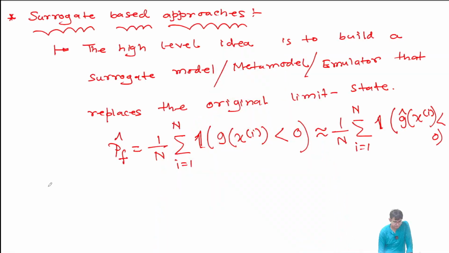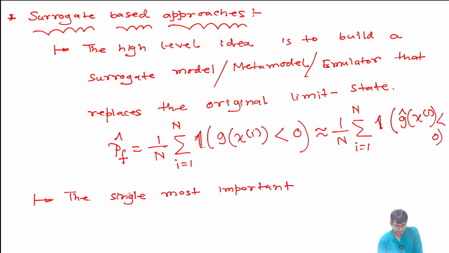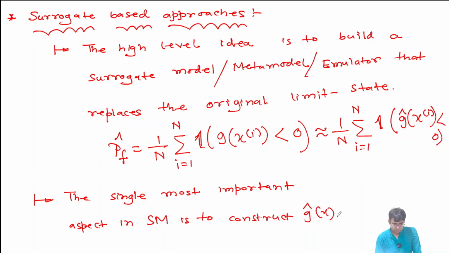So therefore, the single most important aspect in surrogate modeling, so I will write it SM, is to construct g hat x, right?